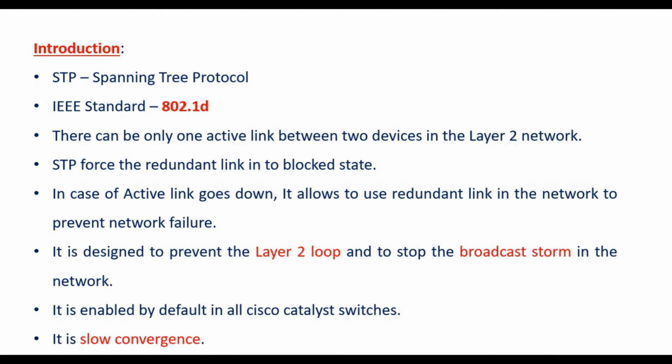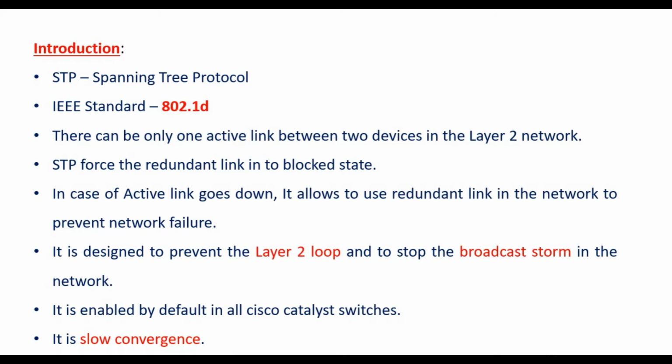So as per L2 communication, there should be only one active link. Okay, and if that active link goes down, there is a possibility of communication failure. So in order to have a redundant link, if we have two active links between two L2 devices, then it leads to a broadcast storm from a network layer 2 loop, which will affect the entire network. So in order to overcome this issue, STP is introduced.